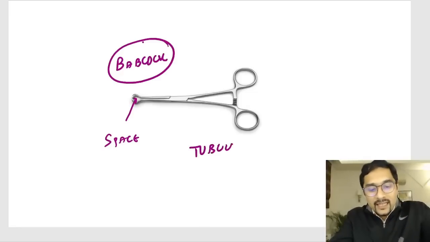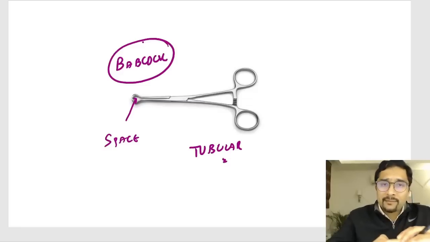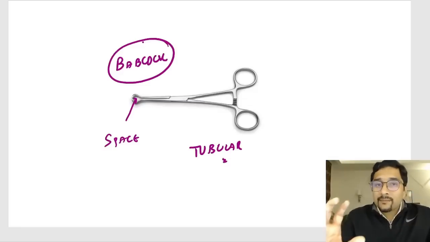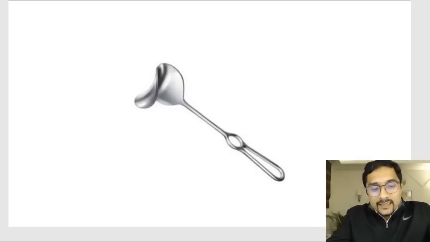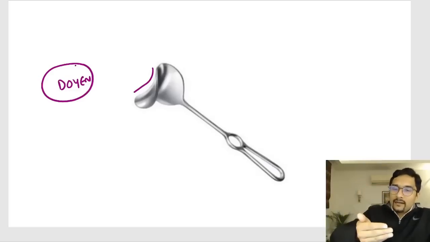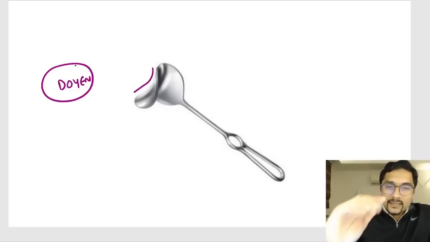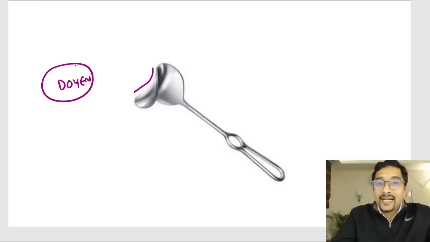Tubular structures like the appendix, fallopian tube, and vas can be held, and because there is some daylight there, it is non-traumatic. This is a Doyen's retractor. A Doyen's retractor, you can see the curve, it is curved. Unlike being right angle like Langenbeck or Morris, this is curved, and this is also used for retracting the bladder.